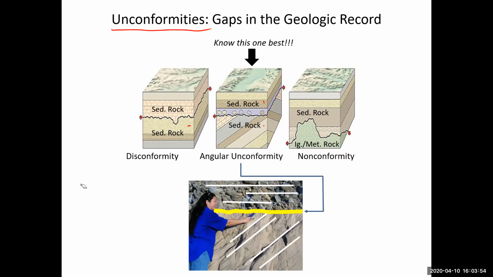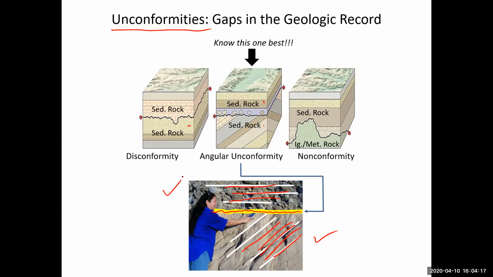So just like we saw a few slides ago, here's the older rock, it's tilted. Here's the younger rock, it's not tilted. This is the angular unconformity. This is the ancient surface of erosion that separates the older sandstone from the younger sedimentary breccia. And this is the one I want you to be very familiar with.